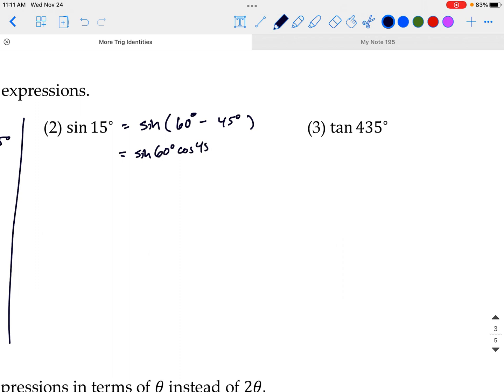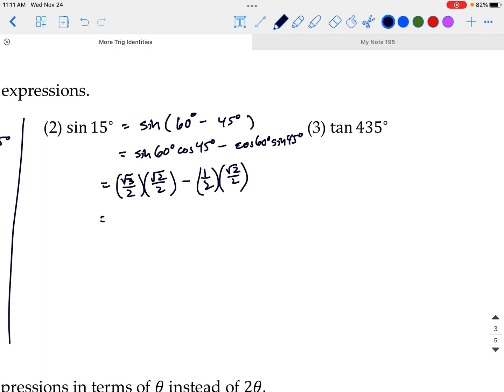So we've got sine 60 cosine 45 minus cosine of 60 sine of 45. Cosine and sine occur once with each one of those angle measures. And then we'll just evaluate. So sine of 60 is rad 3 over 2, cosine of 45 is rad 2 over 2, cosine of 60 is 1/2, and sine of 45 is radical 2 over 2.